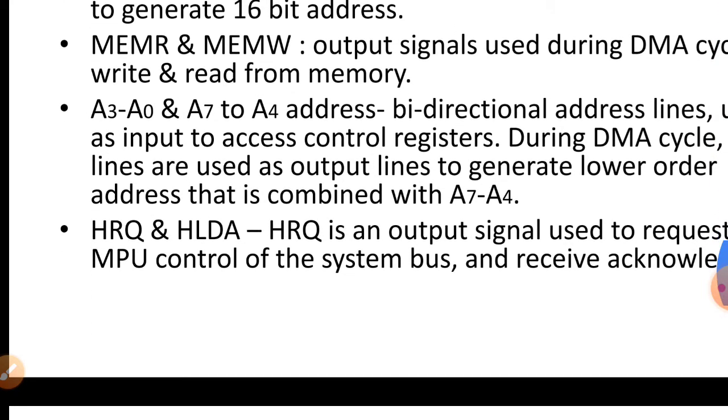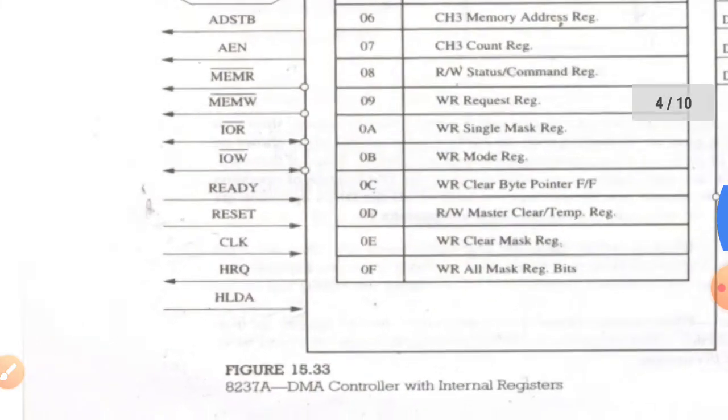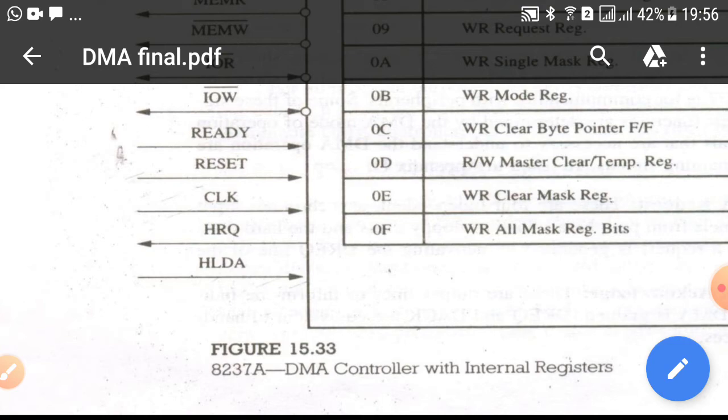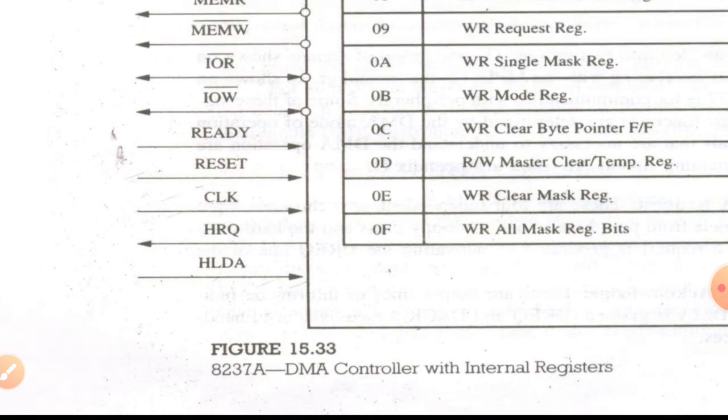Now, the HRQ and the HLDA signals are also available. HRQ is the hold request and HLDA is the hold acknowledge signal. The HRQ line is connected to the hold line of the 8085, and hold acknowledge is connected to the hold acknowledge of the 8085. If the 8237 wants to take control of the bus, it will send a high signal through HRQ to the hold of the 8085, and it receives the HLDA signal from the 8085.